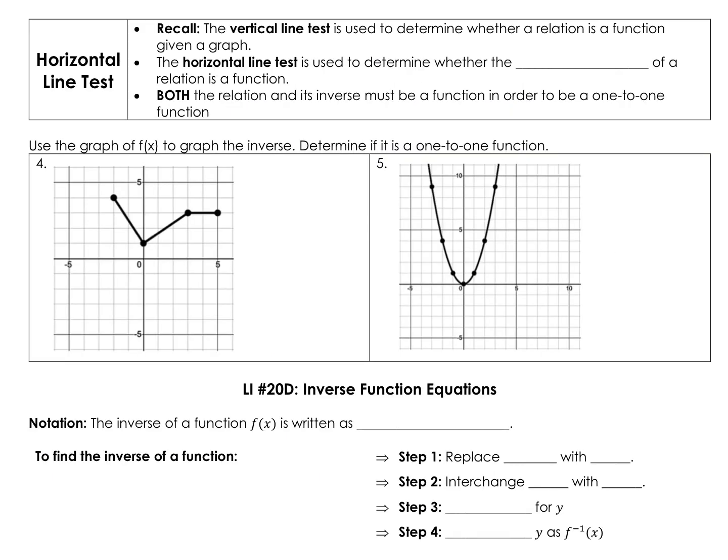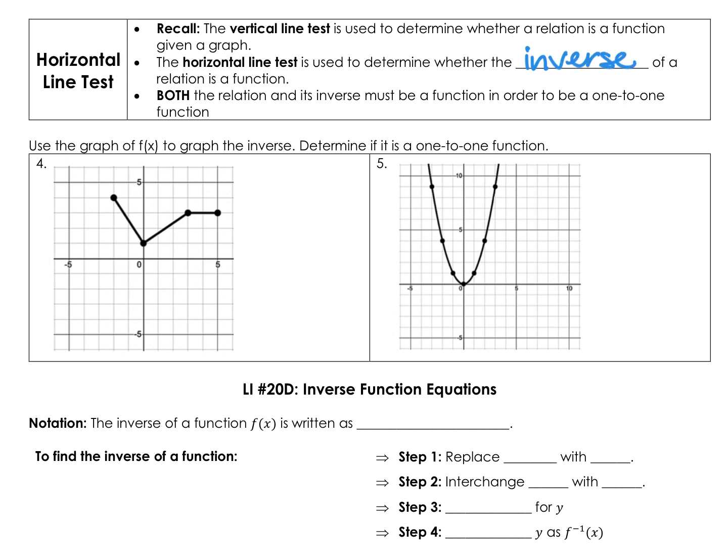Last thing. Horizontal line test. I'm not really going to talk about the horizontal line test, at least not right now. What I want you to remember is that the vertical line test is used, remember you draw lines, to decide if a relation is a function when you're given a graph. You can decide if the inverse is a function by doing the horizontal line test. That's confusing for the current moment, so just pause on that. But this is used to determine if the inverse is a function.